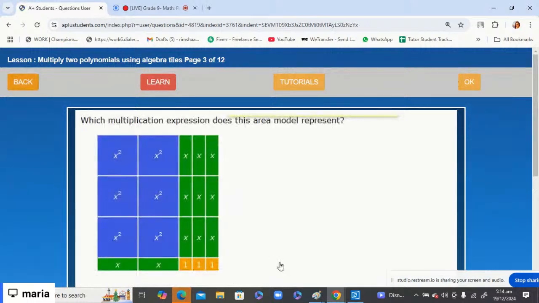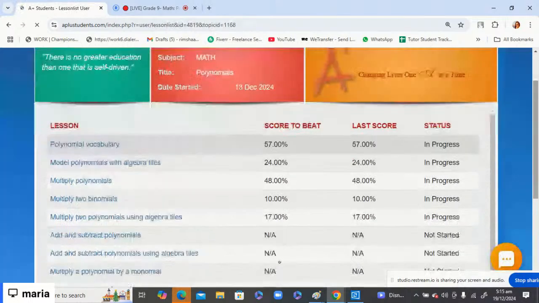Alright, hope you guys understand this lesson. So let's start the next lesson. You solve the rest of these test questions by yourself.